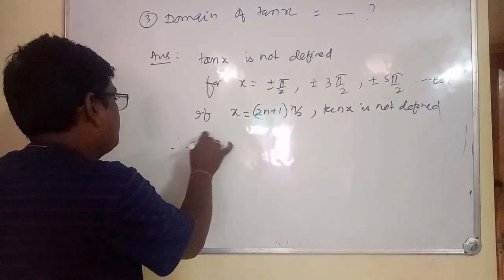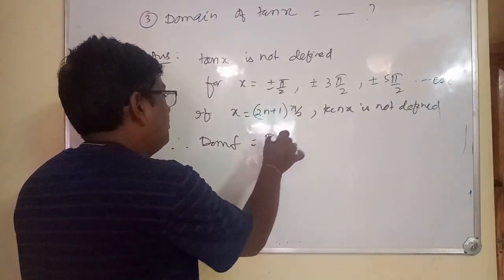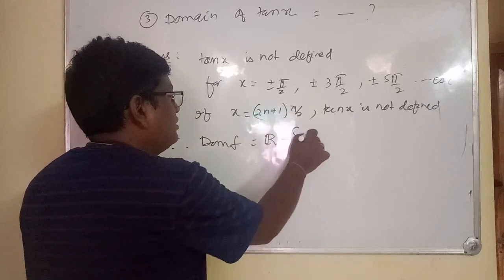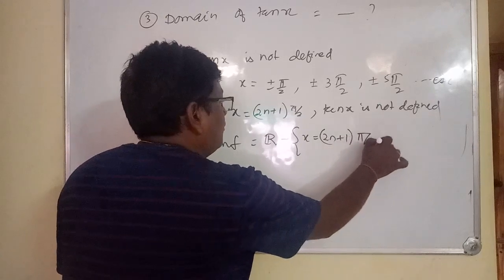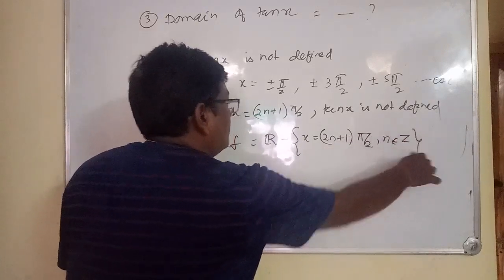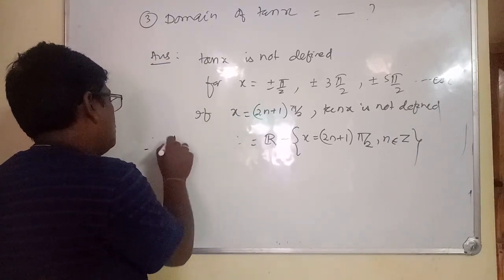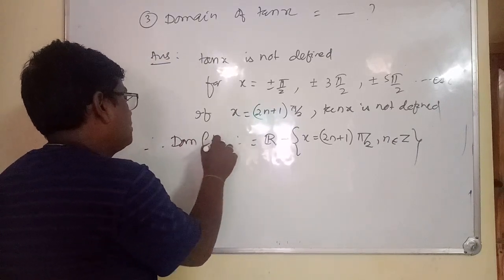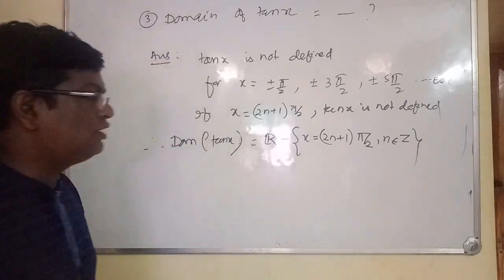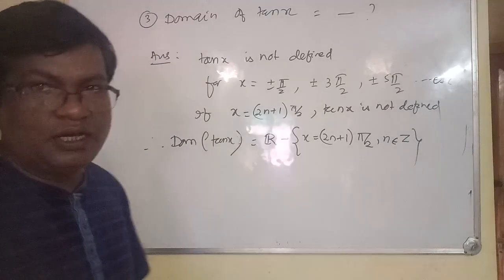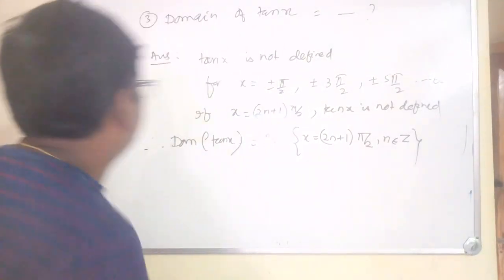Therefore dom f is equal to R minus {x : x is equal to (2n plus 1) pi by 2}, where n belongs to Z. This is the domain of tan x. Domain of tan x is equal to R minus {x = (2n plus 1) pi by 2}, n belongs to Z. Clear?